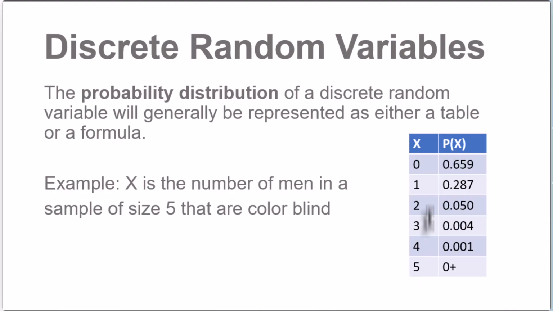So for our discrete random variables, we typically can write out all the possibilities in a table and then list the probability of each of those outcomes. These probabilities here are computed based on the fact that 8% of men in the general population are colorblind. Sometimes these probabilities might be generated with some sort of theoretical probability formula. Sometimes they might be collected based on empirical evidence. So the probabilities I'm seeing in this table, the probability of X equals 0 is 0.659. That means that's like a 65.9% chance that 0 of the 5 men in the sample would be colorblind.